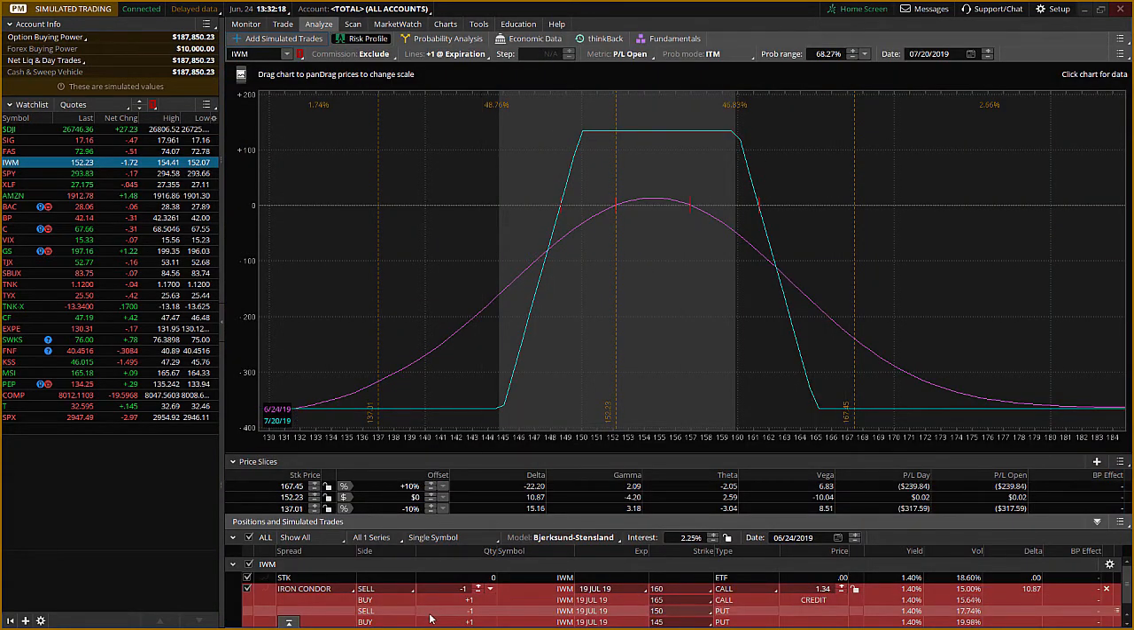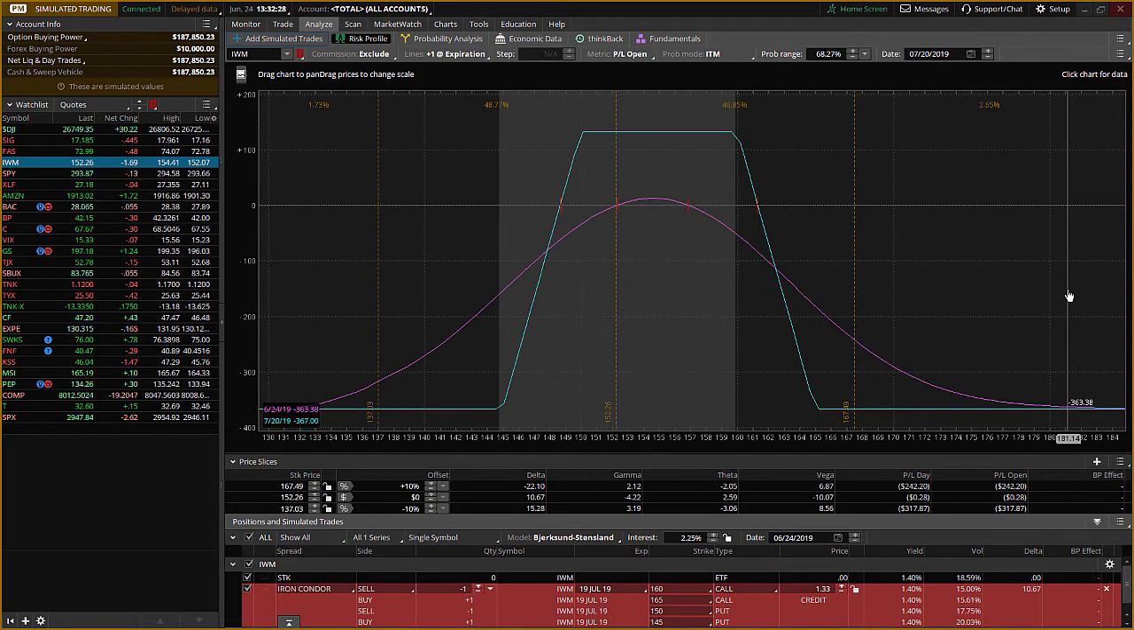I defaulted it to one contract. We got a $1.34 credit. I can put my cursor up and down. That means we got a 366 risk, right? So if I'm making $1.34, I'm risking the difference of that and $5, which is $3.66. It's going to move as I talk, so keep that in mind. That means for each one full condor, one by one by one by one, it's going to be $367.